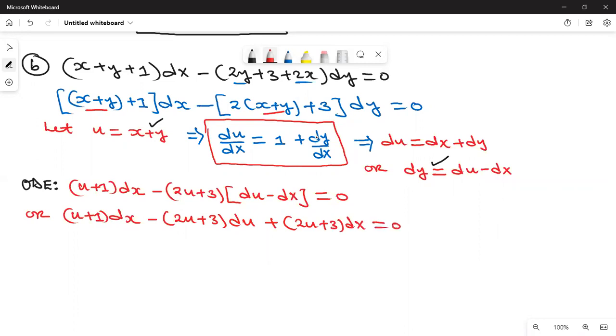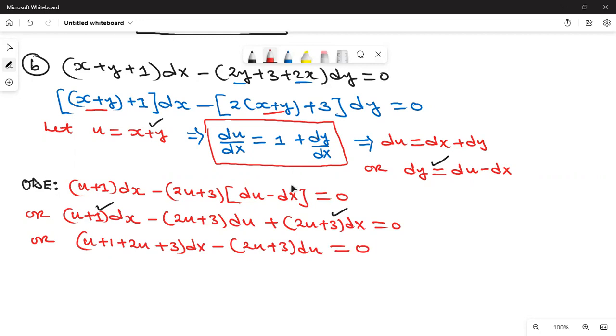The next thing is to combine like terms. You see this and this are like terms. Let me combine them. So you can say (u + 1) plus (2u + 3), this is the coefficient of dx, minus (2u + 3) du is equal to 0.